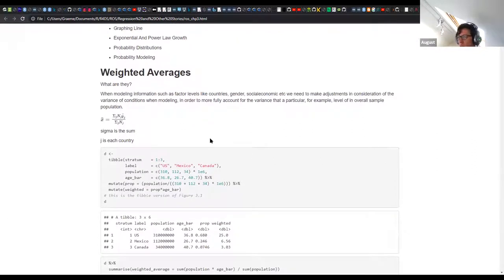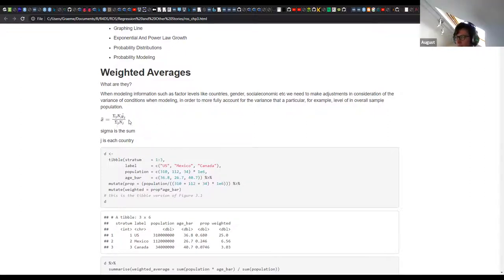Right. So in the example, they use a load of countries. Different countries have different characteristics. So you can think of this as a bit like if you've got a factor, then different characteristics within the levels of that factor, which you need to take account of when you're modeling something, which is why weighted averages are so important. So with that in mind, you do sometimes need to do something such as this.